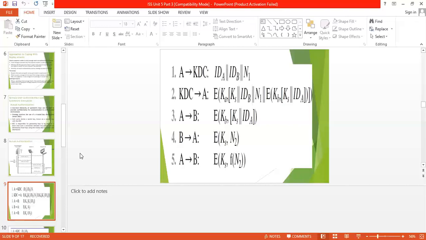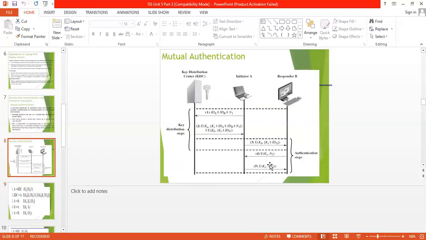After this, A sends a message to B. The message includes the master key of B, the session key, and the ID of A. After this, B responds by sending a message to A. This message includes the session key and N2, which is a nonce, or any random number generated by B. After this, A sends a message to B. This message includes K_S and the random number N2.